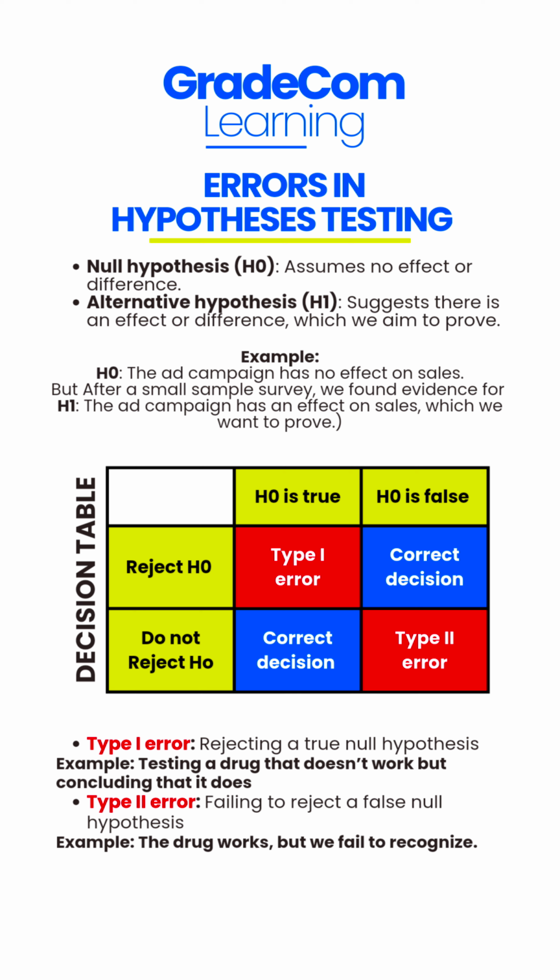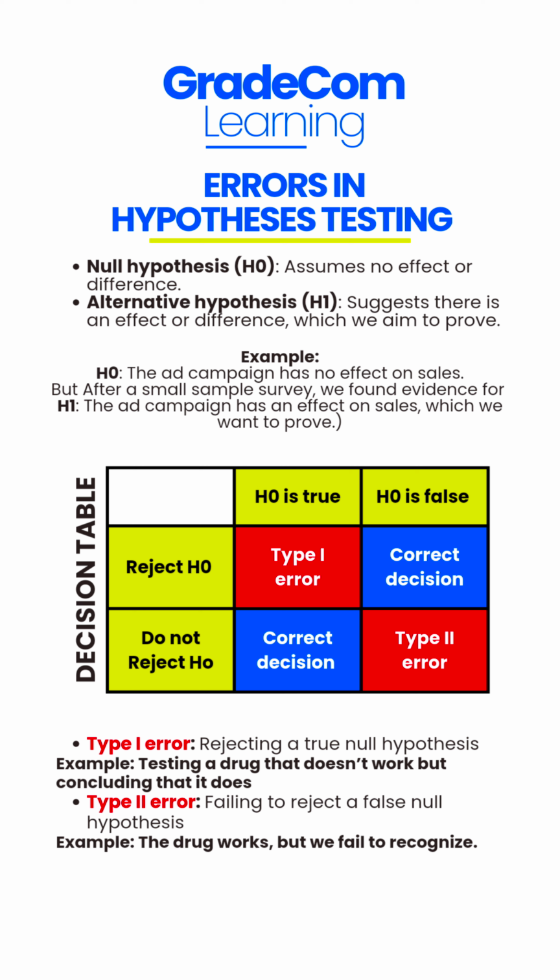On the flip side, there is type 2 error. This happens when we fail to reject the null hypothesis even though it's false. It's like having a fire but the alarm doesn't go off, a missed alarm. In our drug example, a type 2 error would occur if the drug actually works, but we fail to recognize it and conclude that it doesn't.